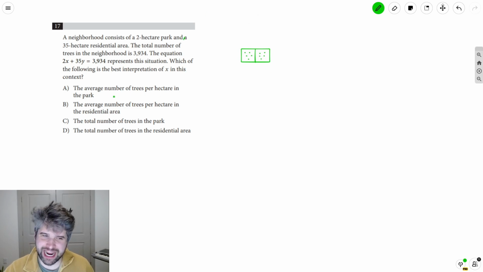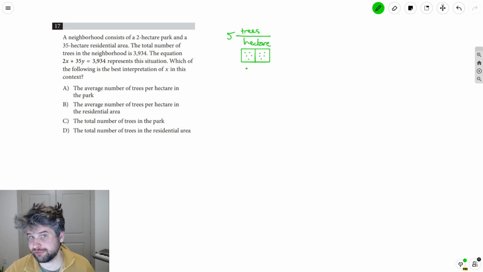Because if we look at the answer choices, we've got the average number of trees per hectare in the park, the average number of trees per hectare in the residential area, the total number of trees in the park, and the total number of trees in the residential area. So let's play around with this idea of trees per hectare. So in this example, we've got a park with 5 trees per hectare on average.